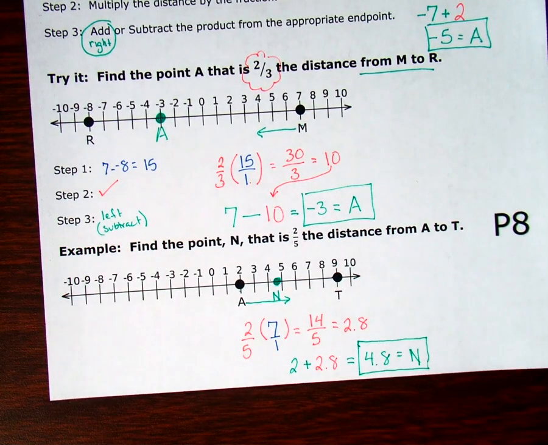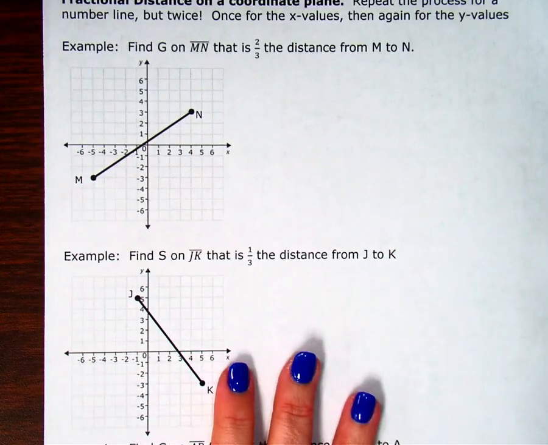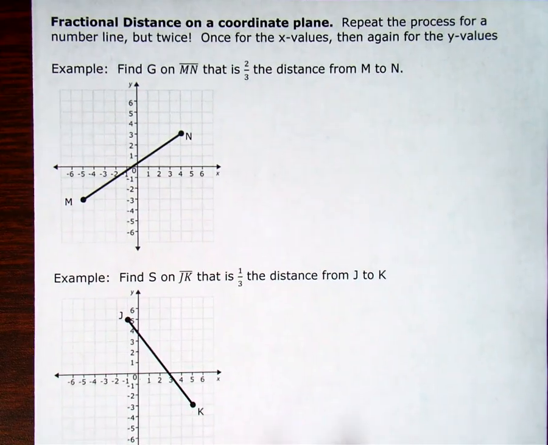Okay, in the next video, we're going to look at what happens when you're not on a number line. What happens when you're on a coordinate grid? You have an X and a Y value to work with. So that's what our next video will focus on.